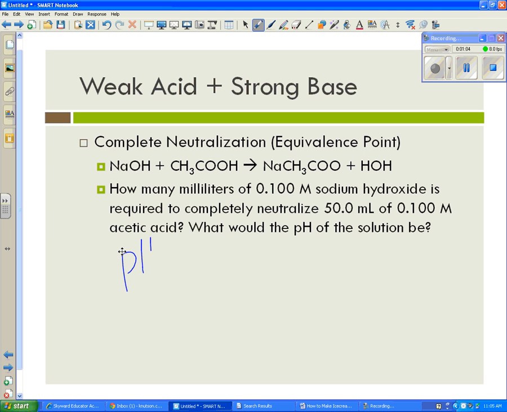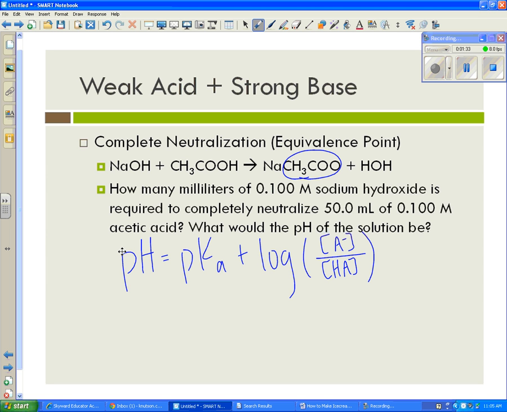So the equation that I left you with was pH is equal to the pKa plus the log of the concentration of A minus over HA. A minus is just the negative ion produced from the acid. A stands for anion. Anion is just a negative ion. So we're talking about the acetate ion. HA, talking about the acid. So if I can find, at the point of neutralization, the concentration of A minus and the concentration of HA, I can plug those in and find the pH.